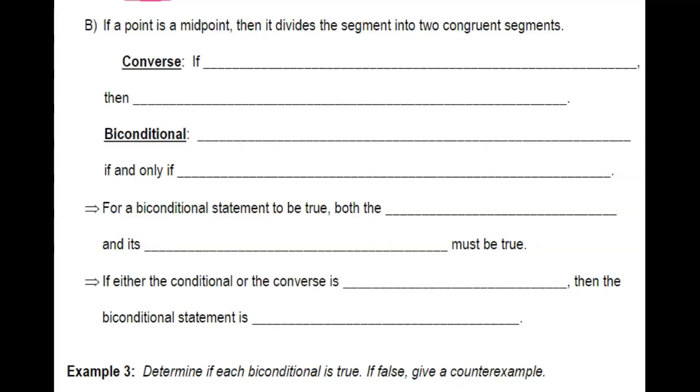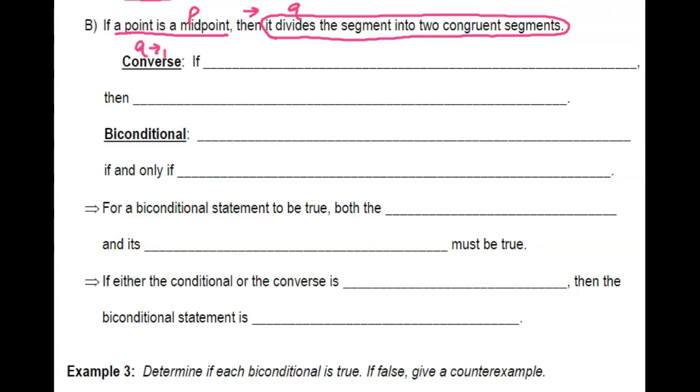The next one, remember, is a conditional. It says if a point is a midpoint, then it divides the segment into 2 congruent segments. So I've got my hypothesis, and it's implying my conclusion. So my converse, where I exchange the two, is if, what's the subject? It's not it. The subject is a point, right? That's the it that we're discussing in this conditional statement. So if a point, where's my conclusion? It's over here.